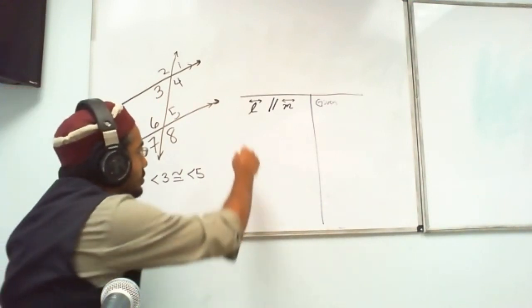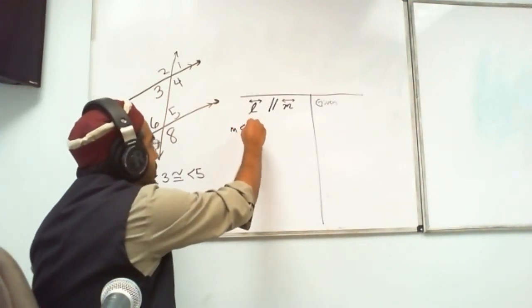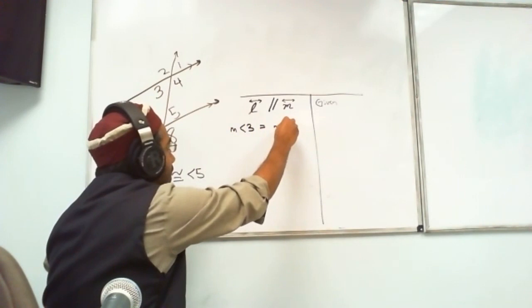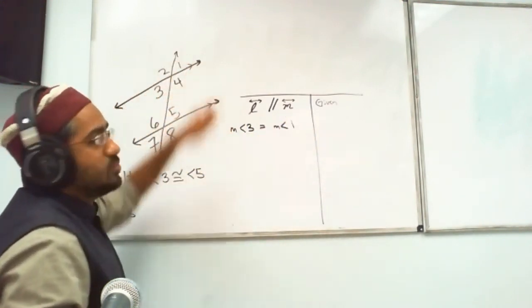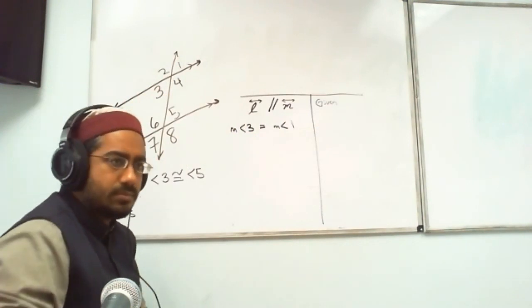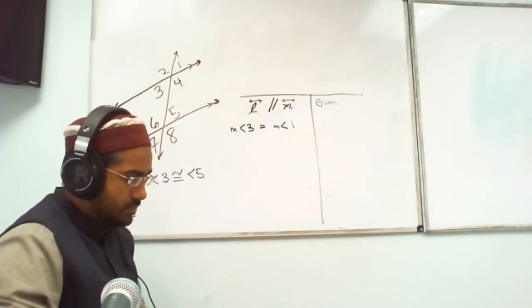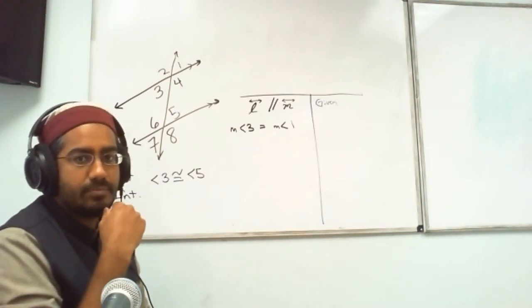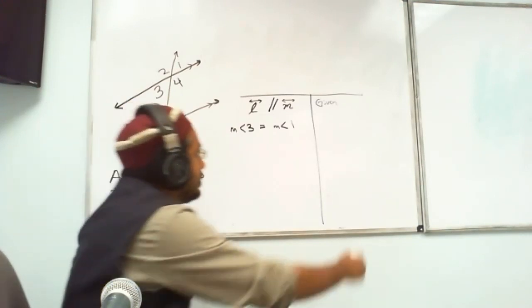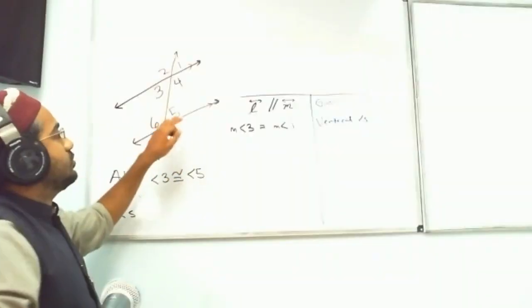So angle 3, here's what I'm going to put: the measure of angle 3 is equal to the measure of angle 1, right? So what is my reason? How do I know 3 is the same as 1? What is my reasoning? What's that thing called? Adjacent angles? Not quite adjacent. So what is it? Vertical angles, right? Good. All right.